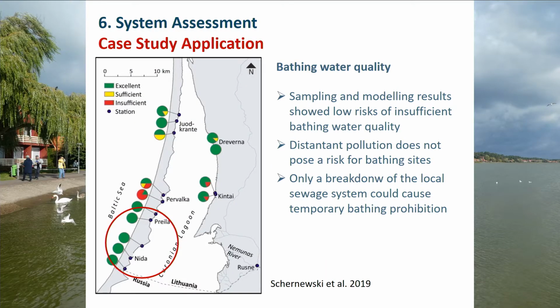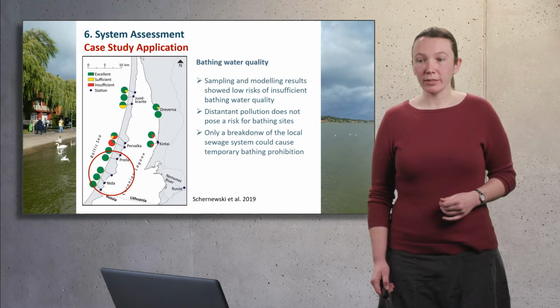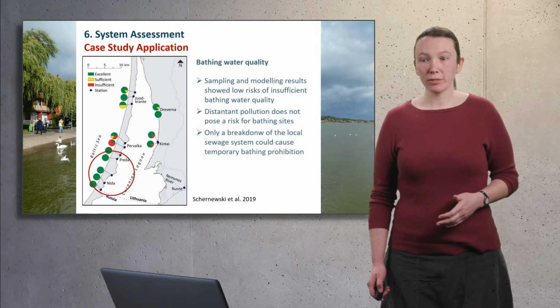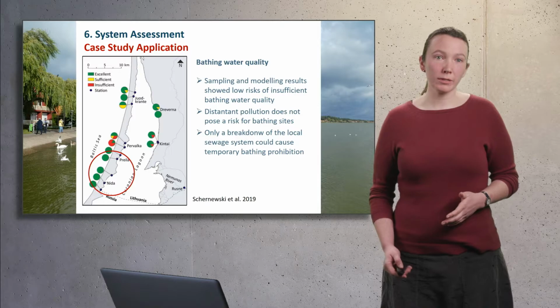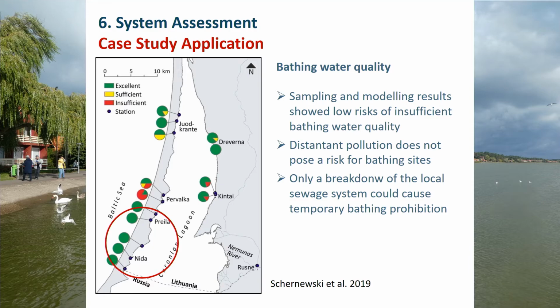In the system assessment in the local case study, the results were presented and discussed with the stakeholders. It started with the results of the bathing water quality. So here, the sampling and modeling results showed that there's actually a low risk of insufficient water quality in the area. And also the pollution scenarios showed that distant pollution sources, for example, inputs from the river, do not pose a threat to local beaches, but that only local pollution sources might be problematic.